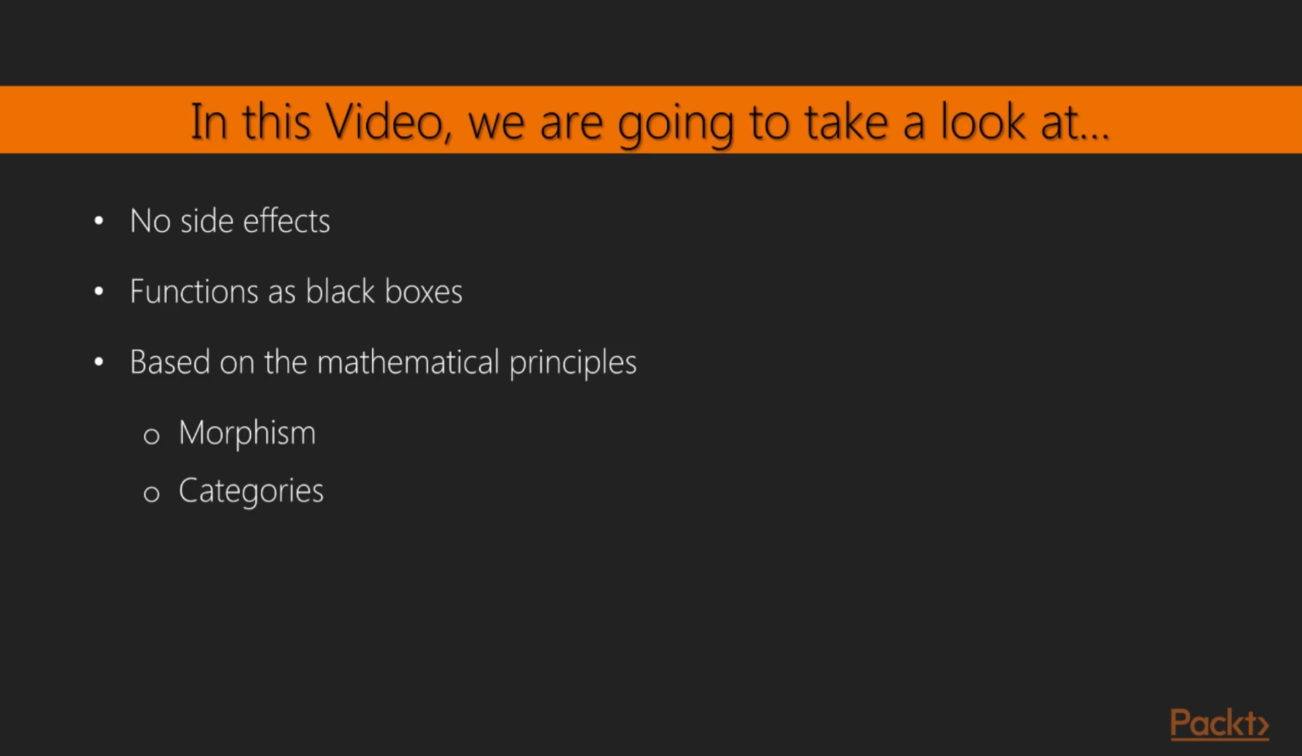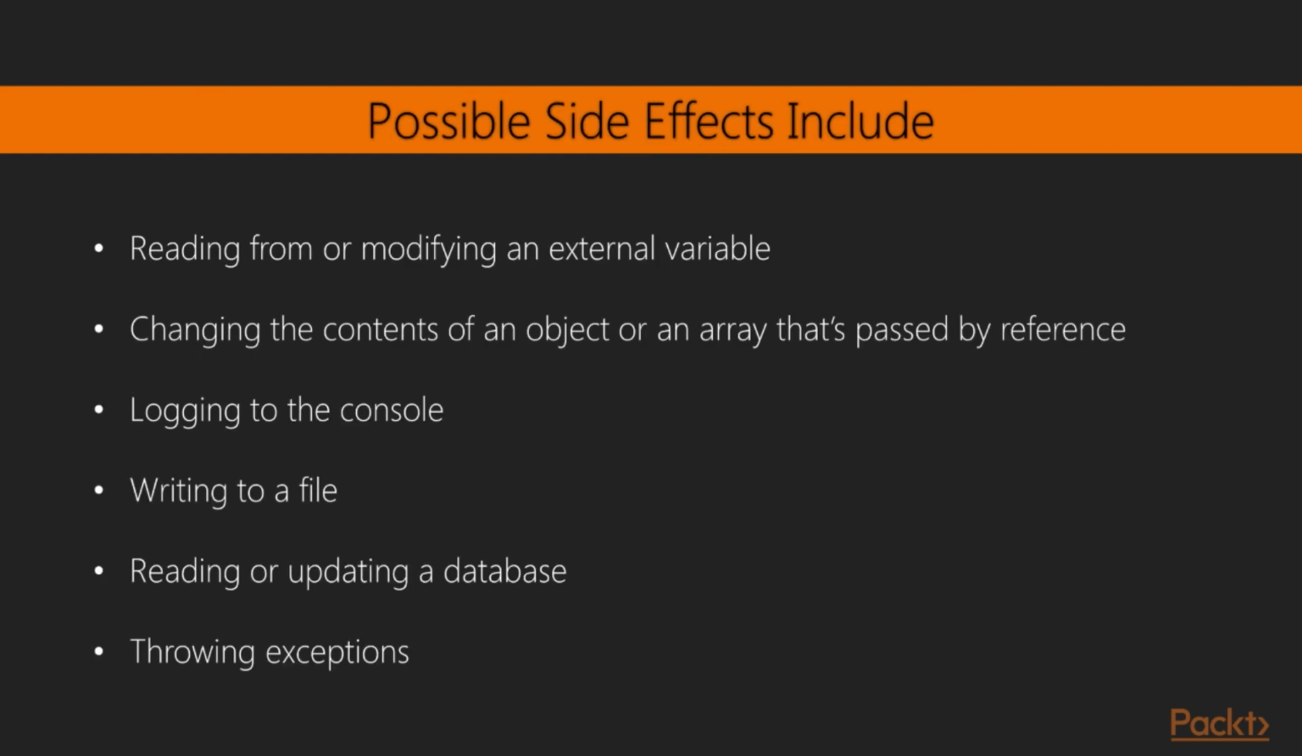In this video, we'll learn that pure functions have no side effects, that they can be treated merely as black boxes with clear inputs and outputs, and all of this is rooted in the mathematical principles behind functional programming, known as morphisms, which are basically a fancy term for a function, and categories, which is a fancier term for the types of objects that we're going to be dealing with. Now, there's obviously no category theory required to understand this course, but it's always good to be aware of these terms.